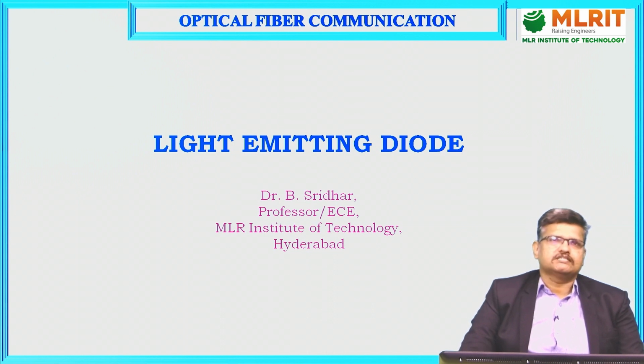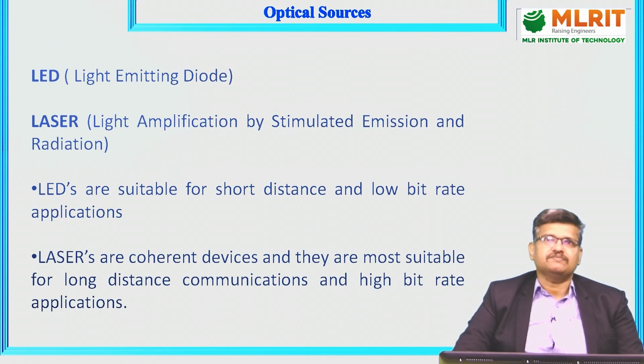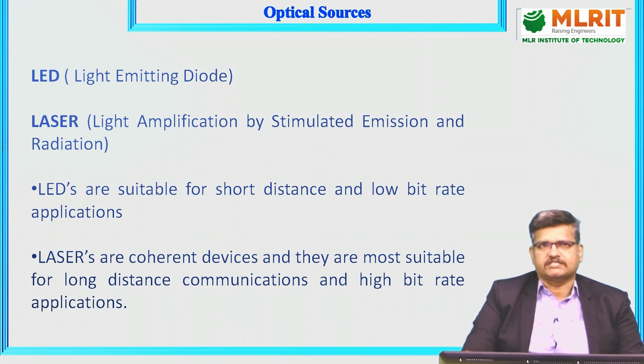Now we are going to discuss the topic light emitting diode. We will see the list of contents: the light emitting diode and the diode operating characteristics. First of all, in optical fiber communications, the main major elements are fiber, optical sources and photodetector. Let us come to the optical sources. Majorly we are using LED and laser. These two only majorly we are using.